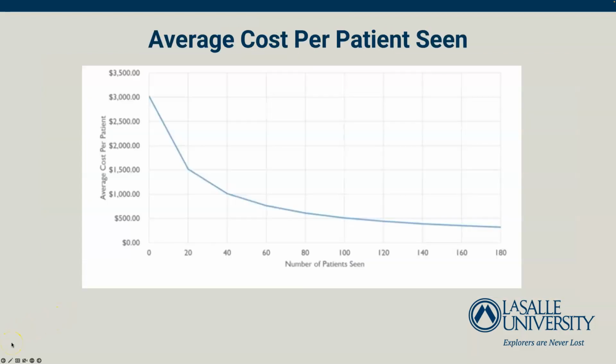Here you can see that the average cost per unit, or per patient seen, is falling with the number of units produced or the number of patients seen. And we tend to see these falling average costs as the number of patients being seen is increasing up to a certain point.